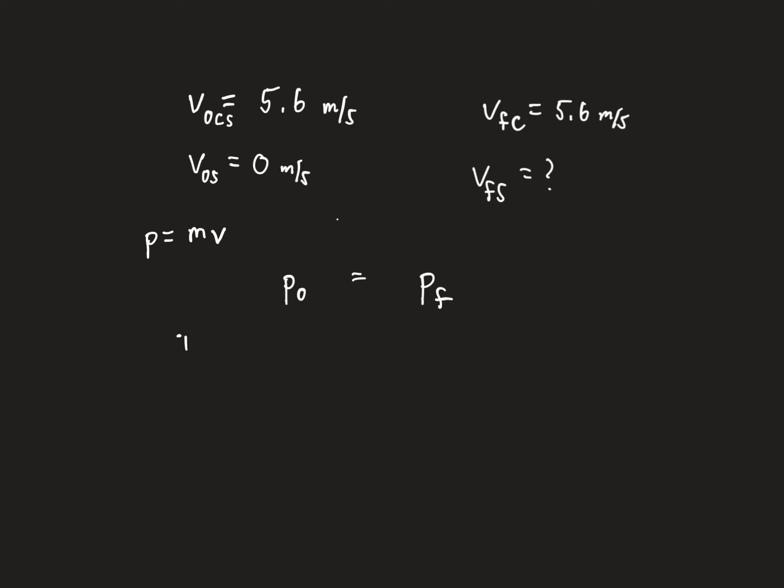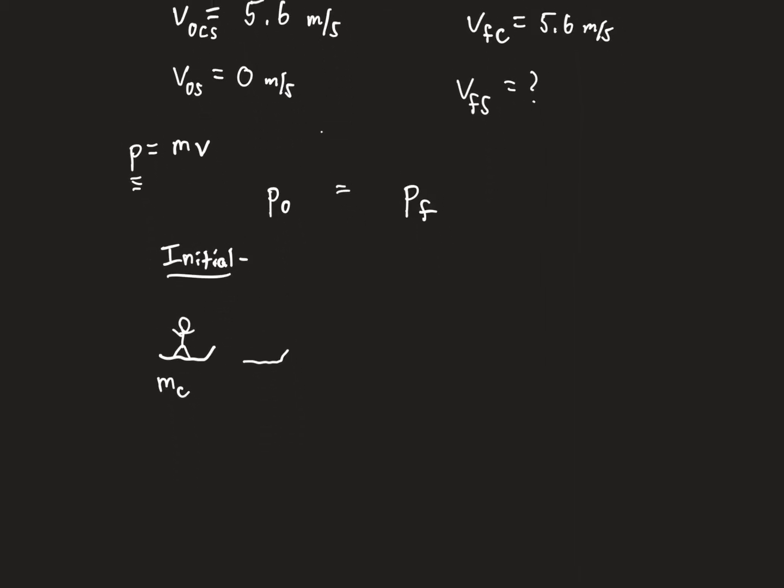In the initial situation, I've got this kid standing up on a sled because they're an idiot. And then I've got this other sled. If I'm working with momentum, I need to know the mass and the velocity of every single thing in my system, both initially and finally. Initially, I have this kid, mass of the child, whatever that is, we don't know. I have the initial velocity of the child and the sled. I know what that is. That's 5.6 meters per second.